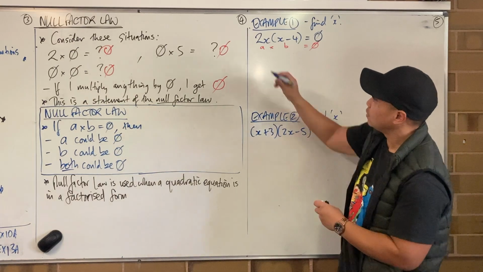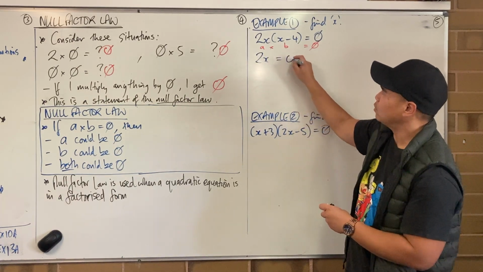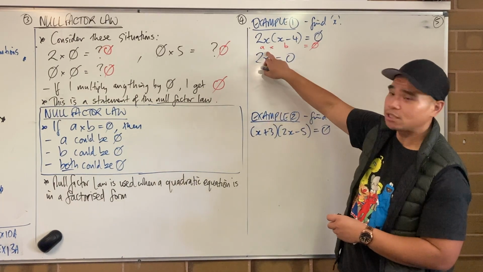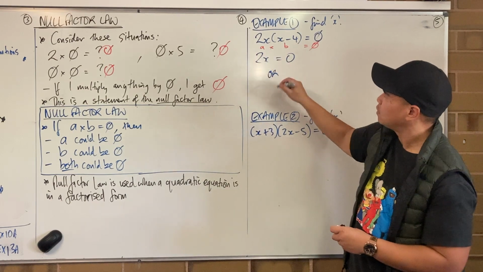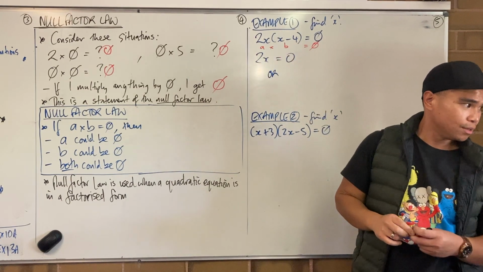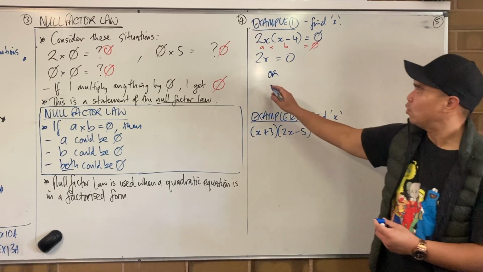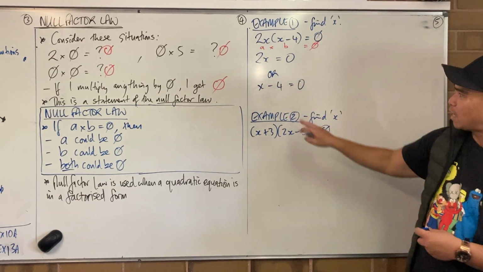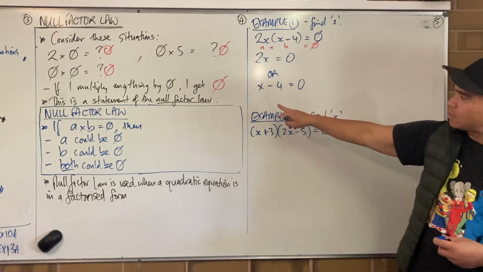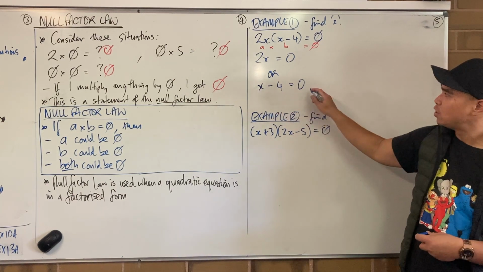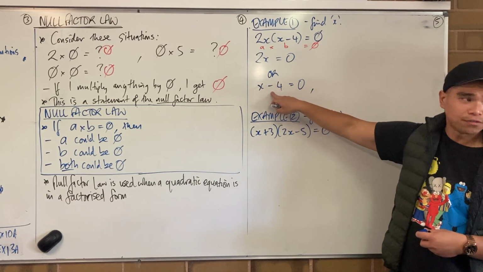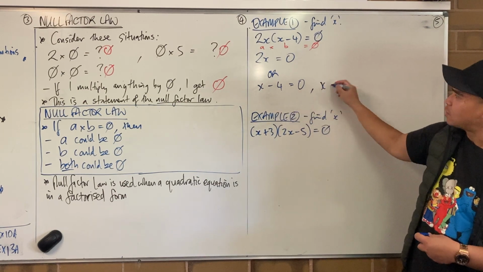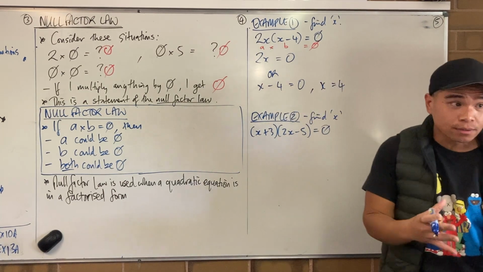You can write 2x equals 0, because that's the first one. Or, what's the other thing that could equal 0? What's in the brackets? Or, x take 4 equals 0. And there's still more to do here, because I don't have x by itself. What's the opposite of taking 4 from something? Good. So x could be 4.